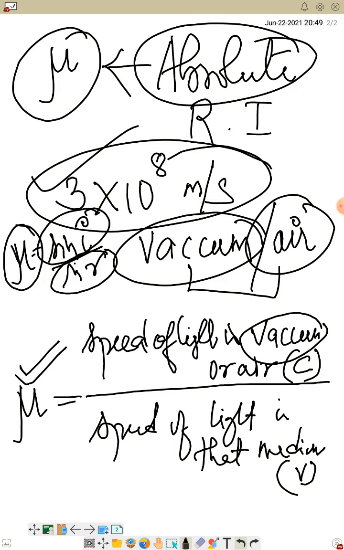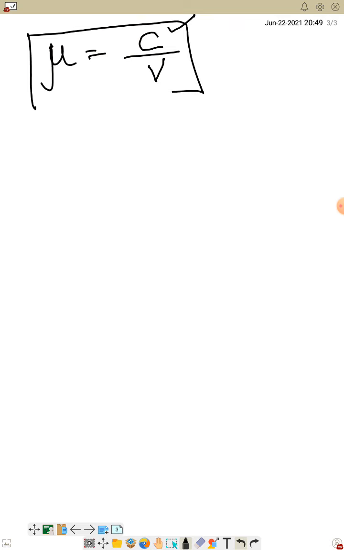So the ratio of the speed of light in vacuum, that is c, to the speed of light in whatever medium you are talking about, that is v, also gives you the refractive index. Are you getting my point? And you must remember that the refractive index of a transparent medium is always greater than 1. That is, it cannot be less than 1. Are you getting my point?